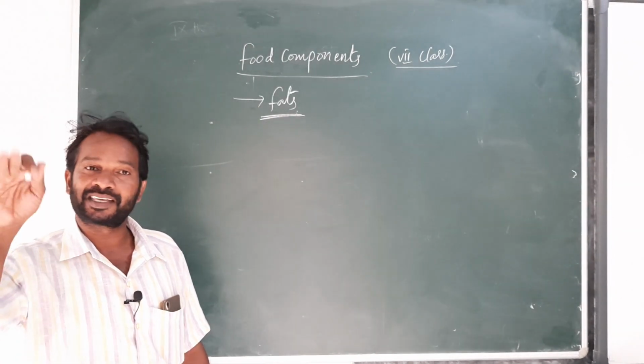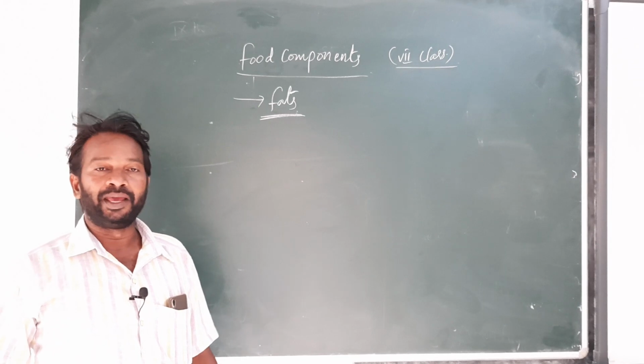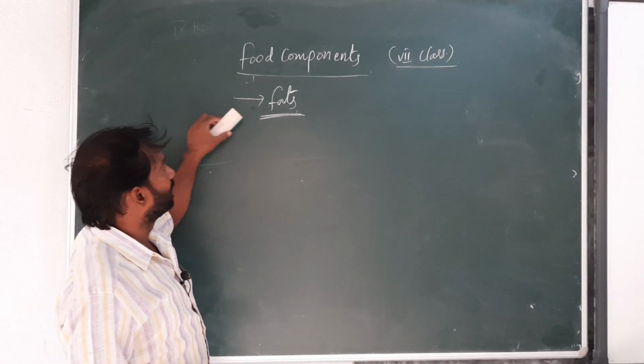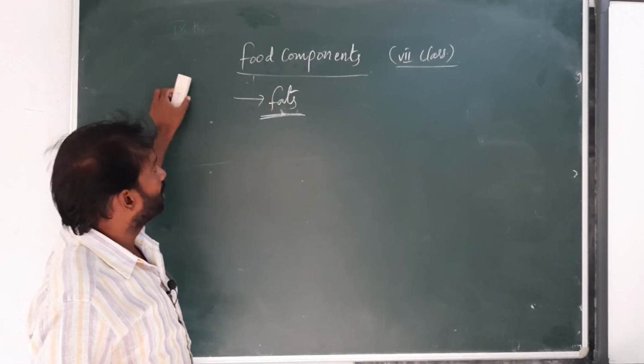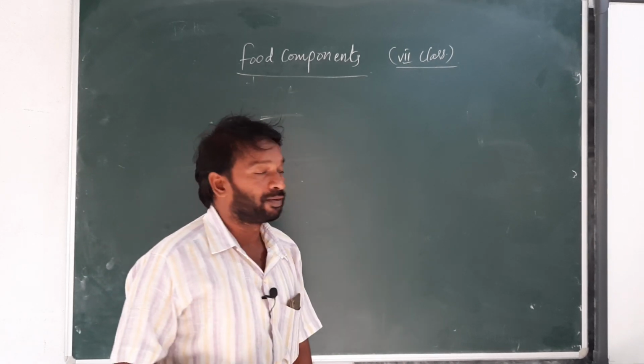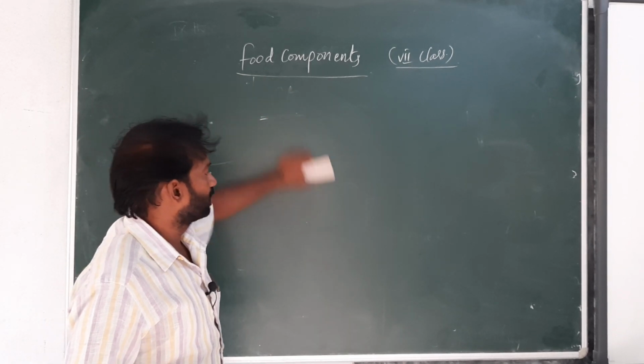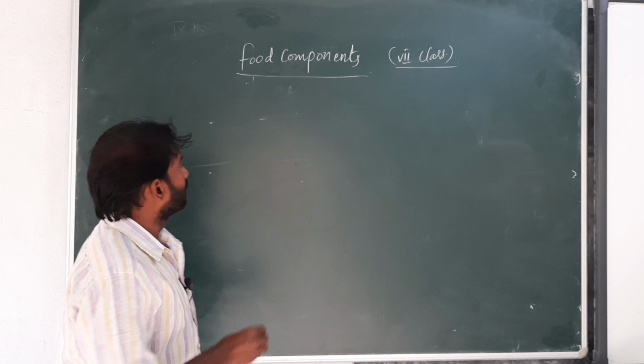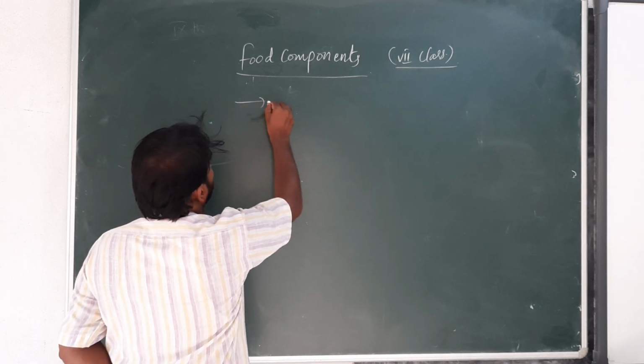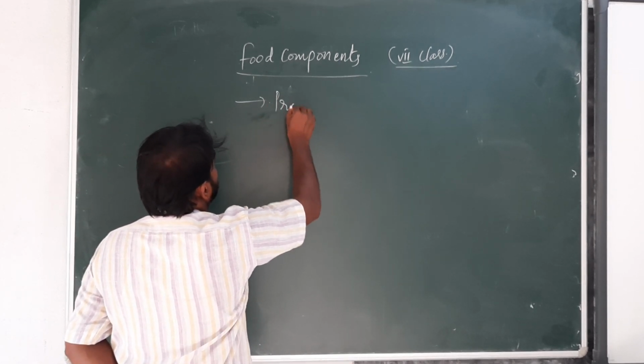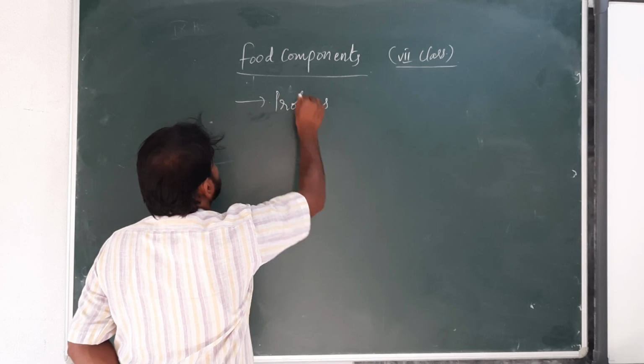If the paper changes like that, it means the food materials kept on the plate contain fats. That is how we can confirm the presence of fats. This is the second one. Next, the third one is proteins.